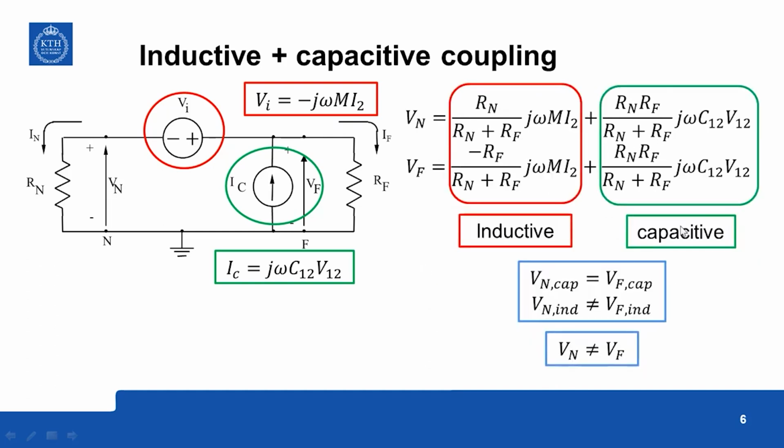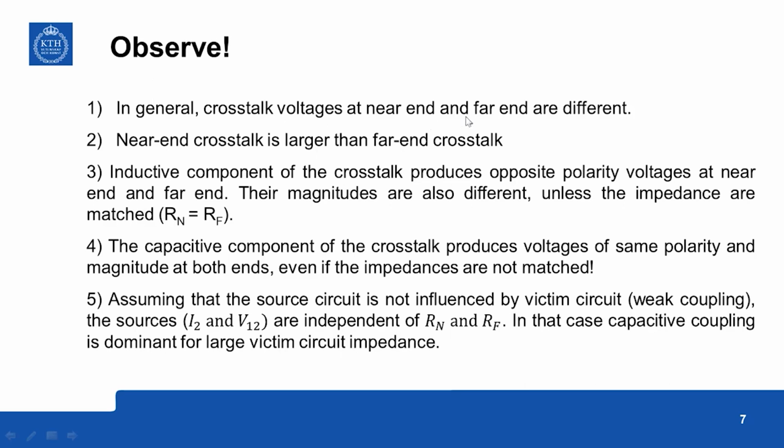So inductive and capacitive coupling, what I said just above is recapped here. The capacitive coupling part is the same for both near end and far end, whereas the inductive part is different. So in general, Vn is not equal to Vf. So crosstalk voltages at near end and far end are different. Near end crosstalk is larger than far end crosstalk. Inductive component of the crosstalk produces opposite polarity voltages at near end and far end. Their magnitudes are also different unless the impedances are matched.